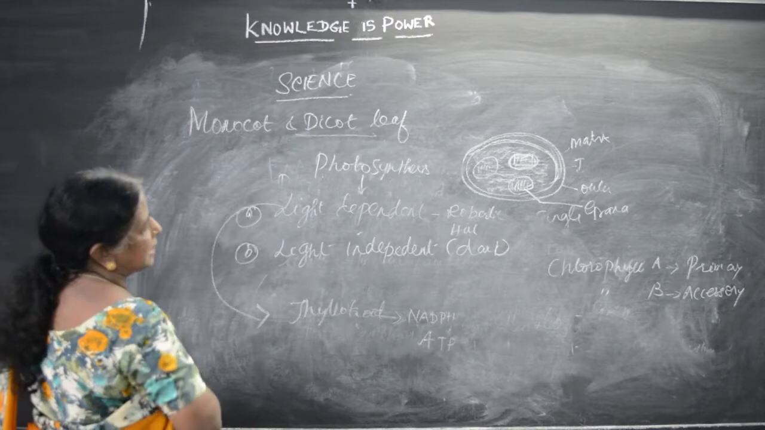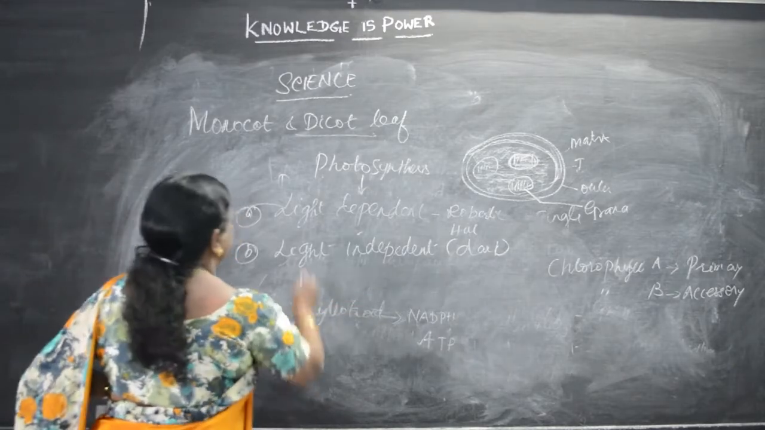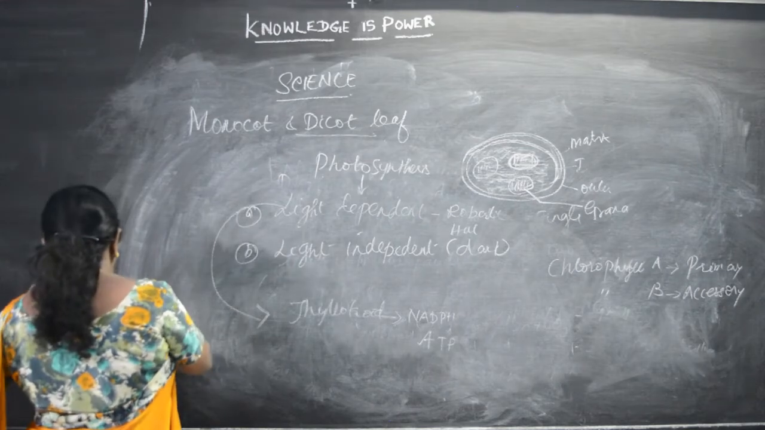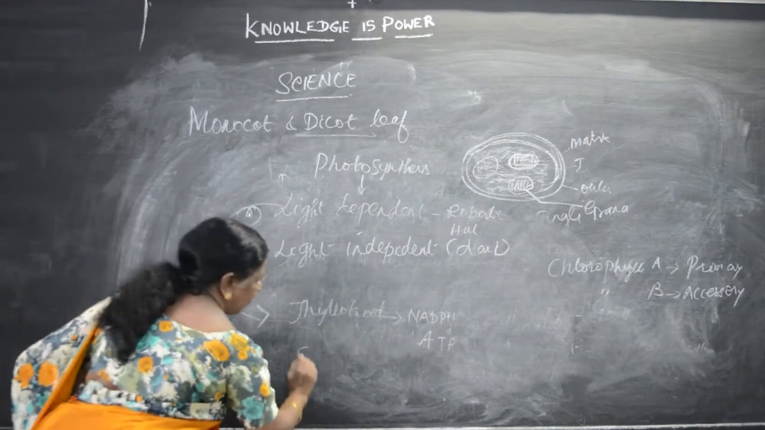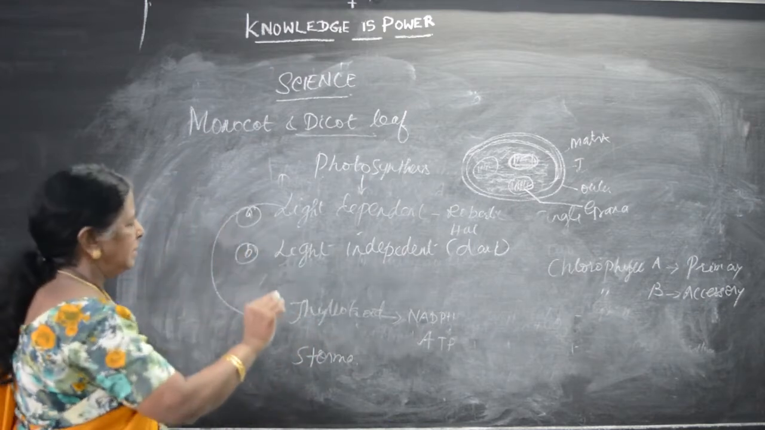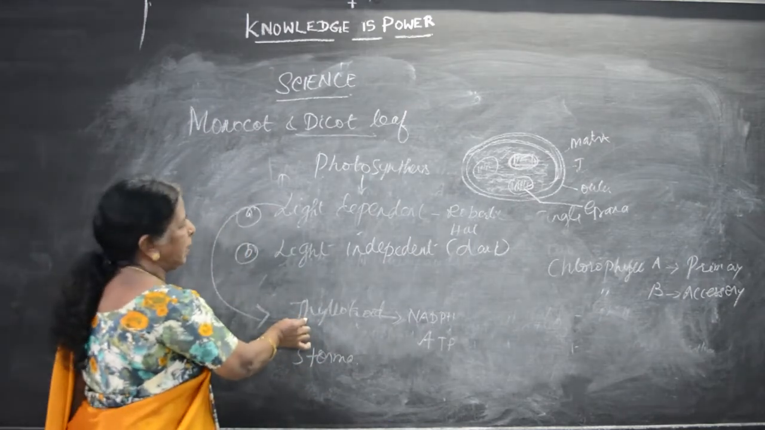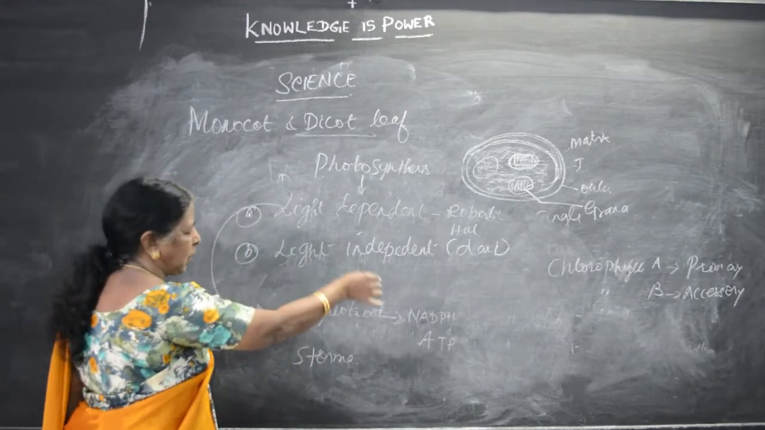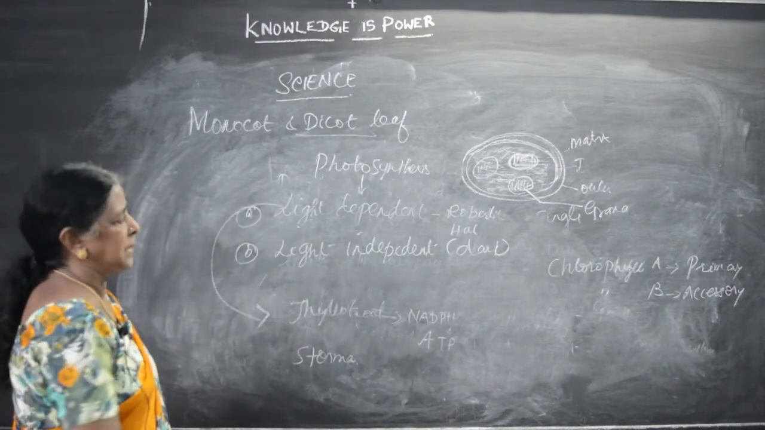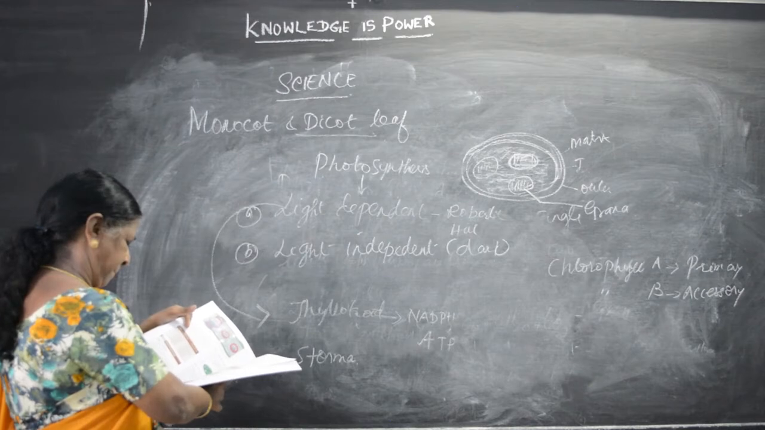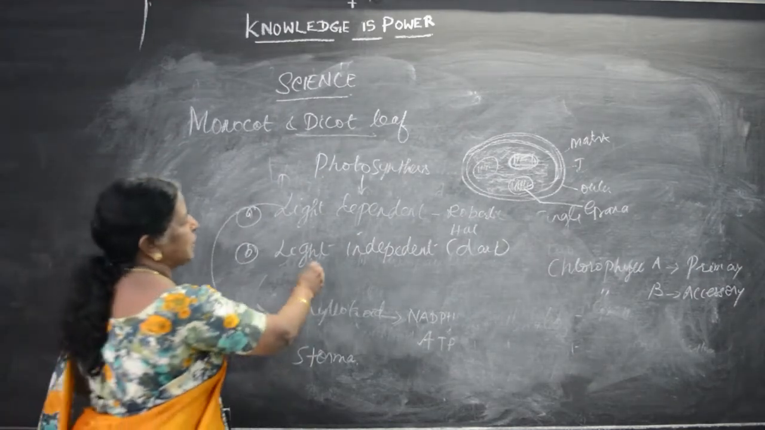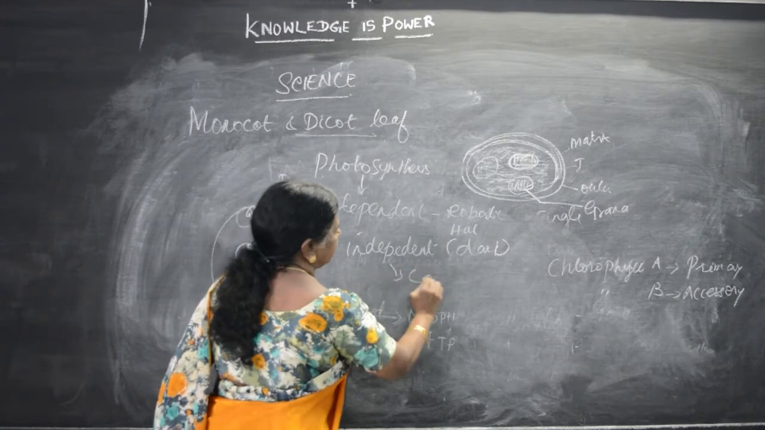Light independent reaction is otherwise known as what? Dark reaction. Here, the light dependent reaction occurs in the thylakoid and the light independent reaction occurs in the stroma. The light dependent reaction takes place in the thylakoid of the chloroplast, and the light independent, that is dark reaction, takes place in the stroma, which is also present in the plastid only. This is otherwise known as the Calvin cycle.